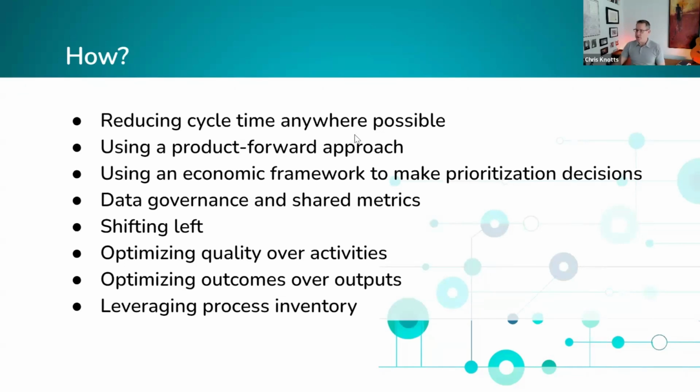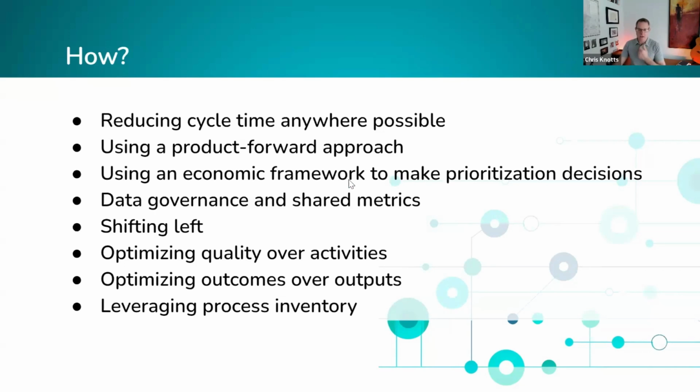And then some of the ways that we can do that are to use a product forward approach. This is basically the idea that we are orienting our workflows around product outcomes, not necessarily project outcomes. Now, that doesn't mean project managers go away. But it does mean that we can organize our work streams in a way that is built around product ownership, product management, understanding building products, and the customers or users for those products. And this third bullet here, always using an economic framework to make prioritization decisions.